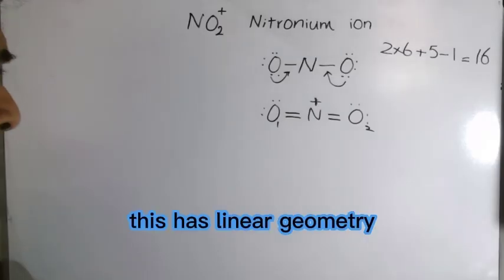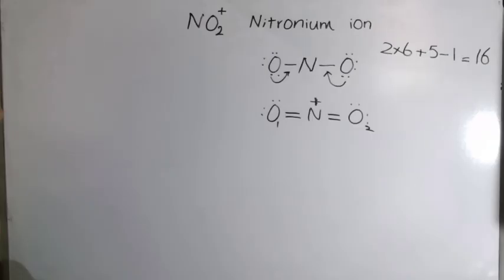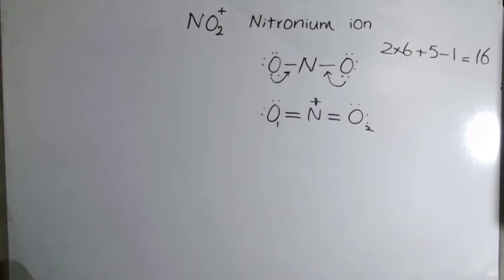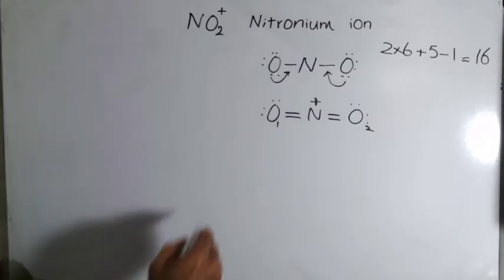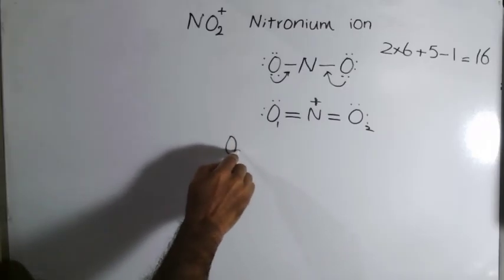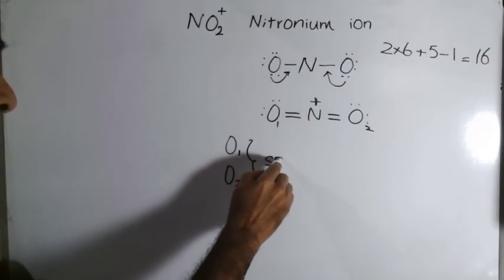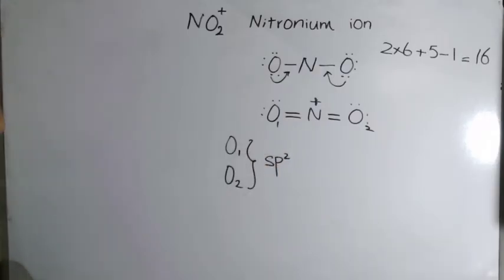Now we can discuss the hybridization. In previous videos I have discussed the hybridization in detail, particularly for an oxygen atom with a double bond. In this ion, oxygen atoms number 1 and 2 have similar bonding, 2 lone pairs and 1 sigma bond. So each requires 3 hybridized orbitals. So these two oxygen atoms can achieve that using sp2 hybridized orbitals because it has 3 hybridized orbitals.